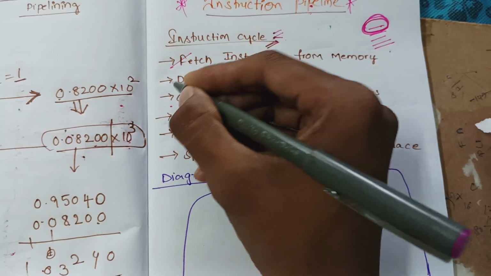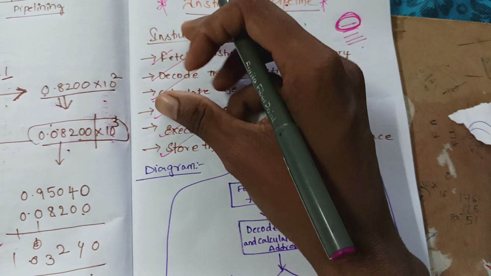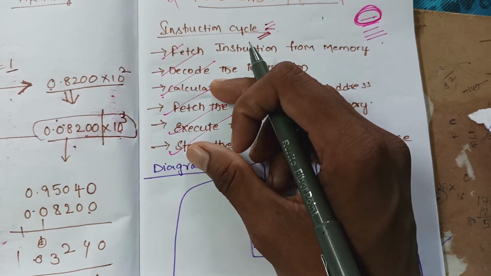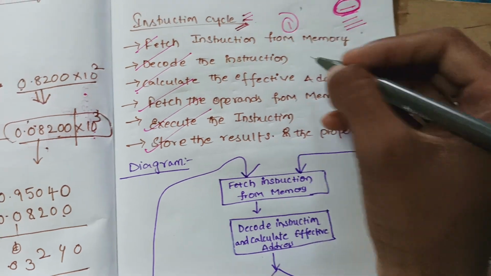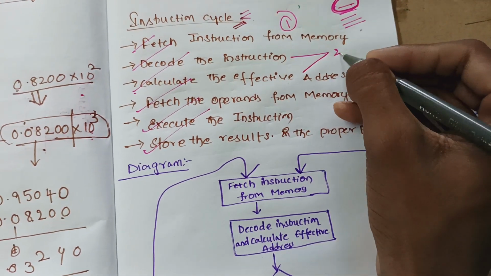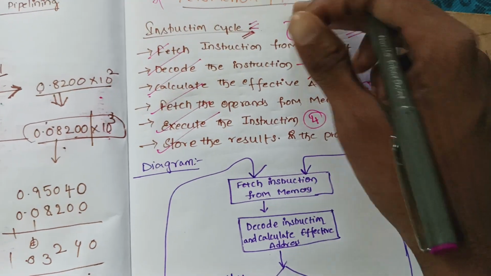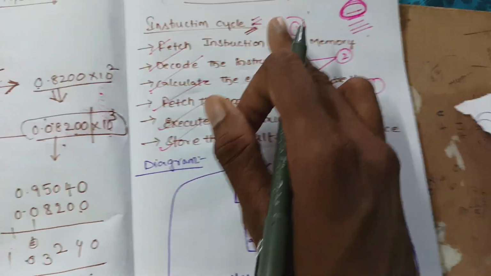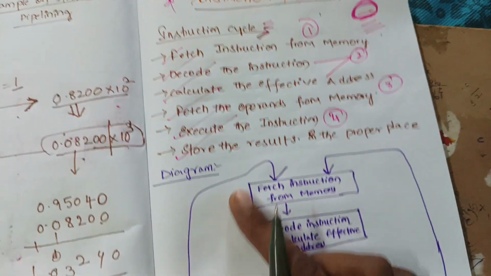So fetching, decoding, calculating the effective address, fetching the operands, executing, and storing are the steps involved in the instruction cycle. I will take only four phases. Fetching the instruction from the memory is the first phase, I combine decoding and effective address calculation as the second phase, fetching the operands is the third phase, and executing the instruction is the fourth phase. These are the four phases in the instruction cycle. Using these four phases I will explain the instruction pipeline in detail.